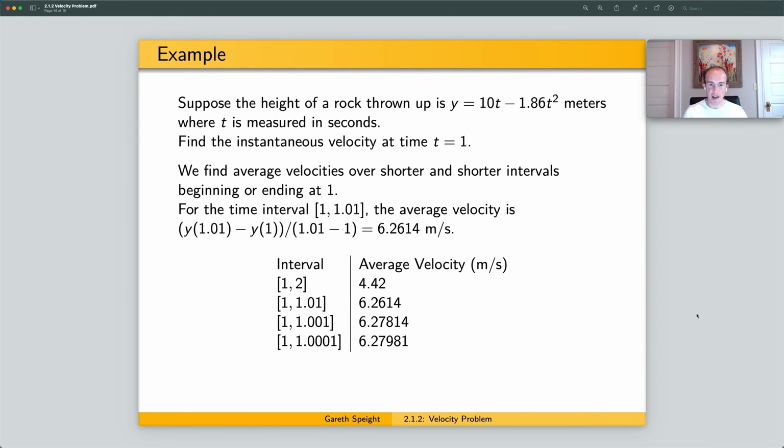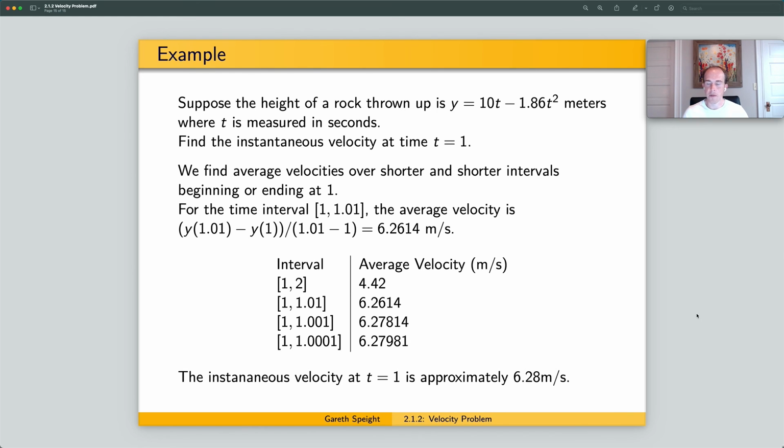But what should be true is that as the intervals get smaller and smaller, the average velocities start to settle down on some number. This will be called the limit, and this is supposed to be the instantaneous velocity. If we look at what happens to the average velocities, they're getting pretty close to 6.28, at least to 2 decimal places. So the instantaneous velocity at time t equals 1 is approximately 6.28 meters per second. Okay, so that's our example.